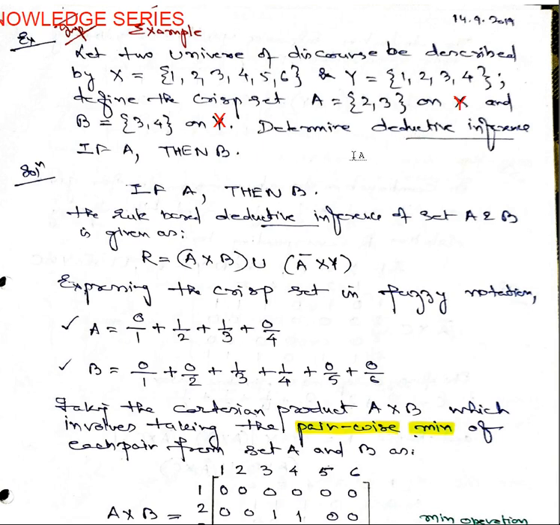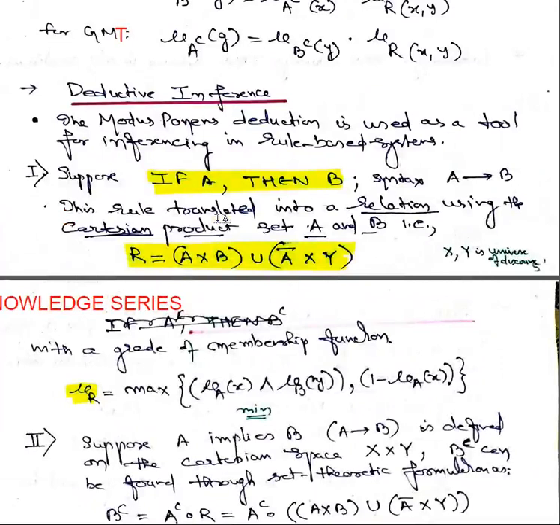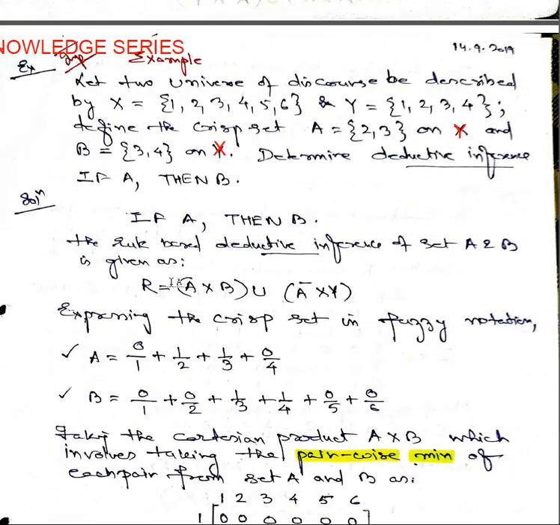Determine the deductive inference if A then B. Now what is if A then B? This is the deductive inference. You have to remember that if you want to rewrite this A and B in terms of a relation, you remember these expressions: R is equal to A cross B union complement of A cross Y. That is what we have written here, in this particular case.